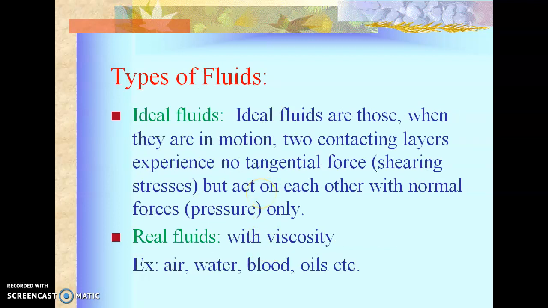Types of fluids. Here basically we will divide fluids into two categories. One is ideal fluid and another one is real fluid. When a fluid moves, it moves layer by layer. If there is a tangential force between two contacting layers, such a fluid is called real fluid. If there is no such tangential force between the contacting layers, that type of fluid is called ideal fluid. All generally existing fluids are real fluids. Examples are water, air, blood, oils, and so on.